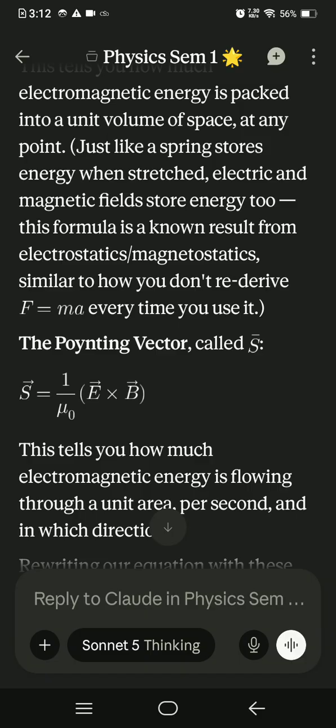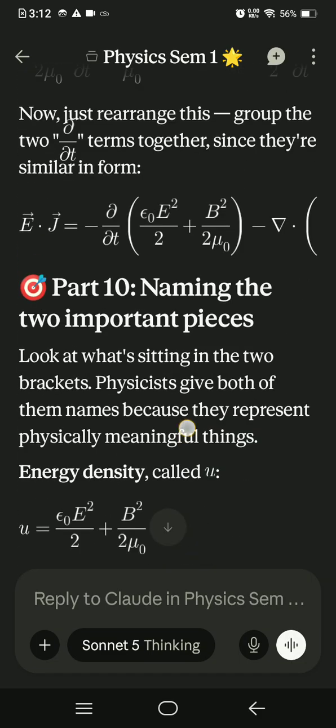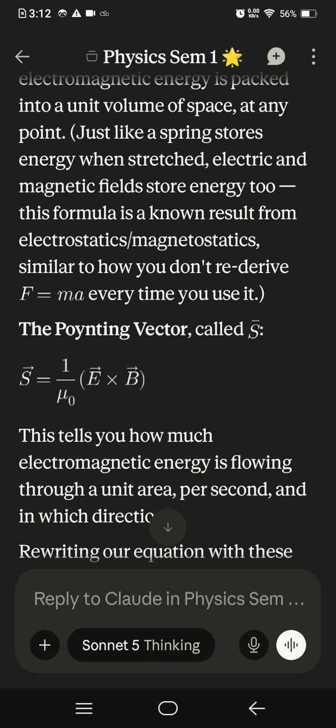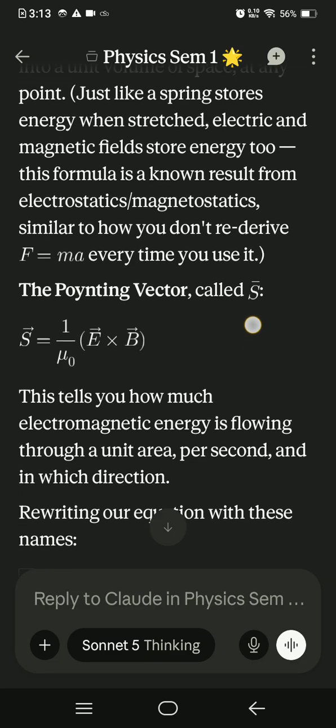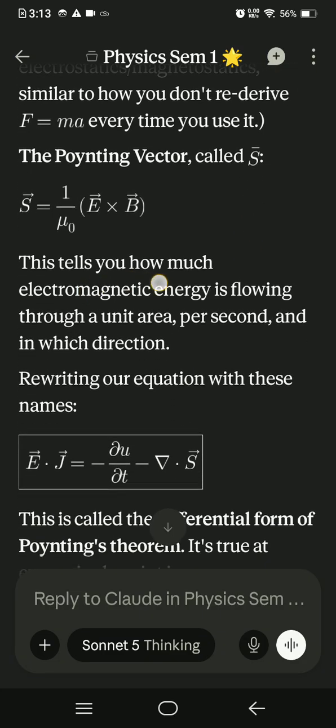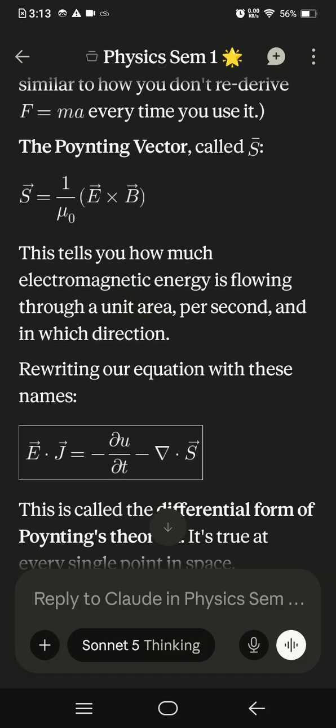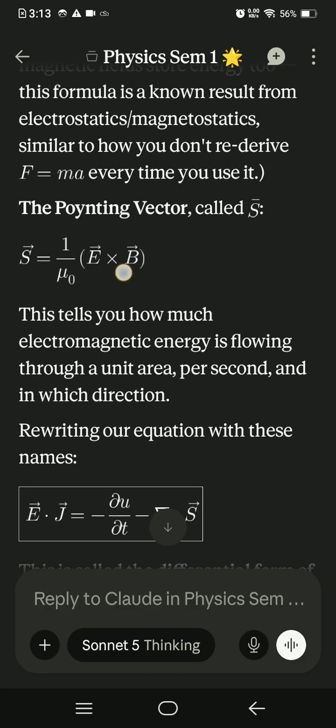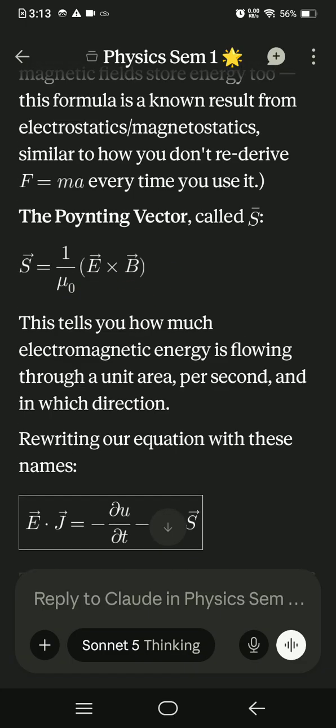The Poynting vector, called S. Now the other part, 1 upon mu naught E cross B, equals S. This is the Poynting vector. This tells you how much electromagnetic energy is flowing through unit area per second, and in which direction.